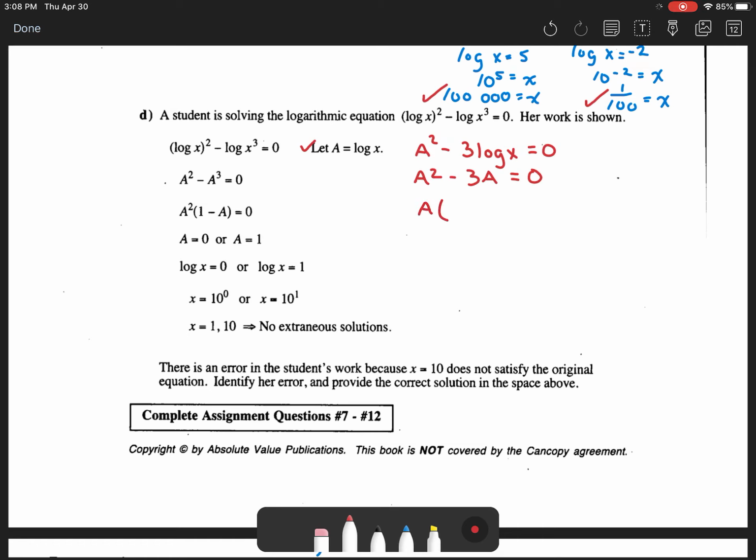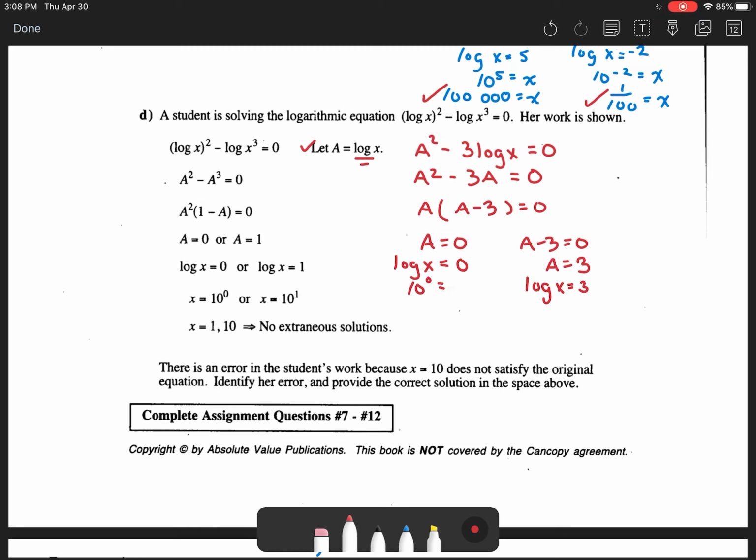Now they can do a similar process, factor out an a, and that will leave me with a minus 3 equals 0. So in this case I could say, all right, well, either a equals 0 or a minus 3 equals 0, which means a is equal to 3. But again, a was log of x, right? I did that replacing up here. A is actually log x, so I would have log x equals 0. And here I would have log of x is equal to 3.